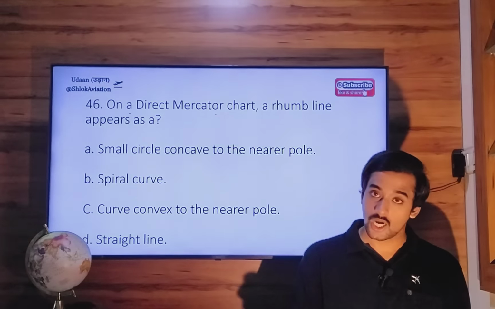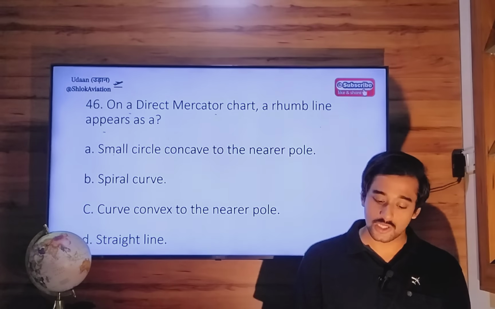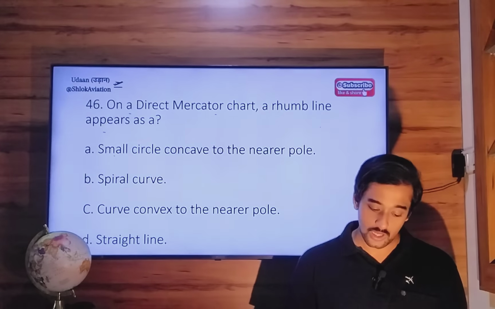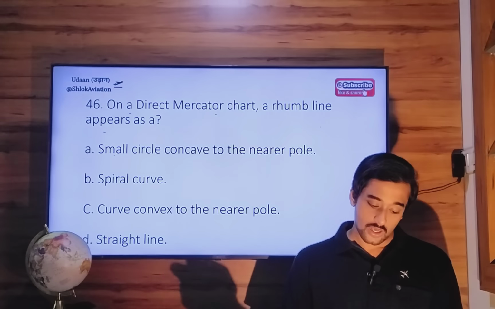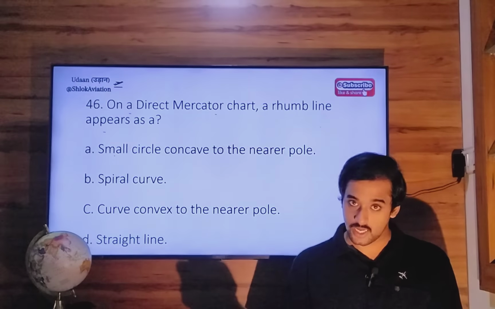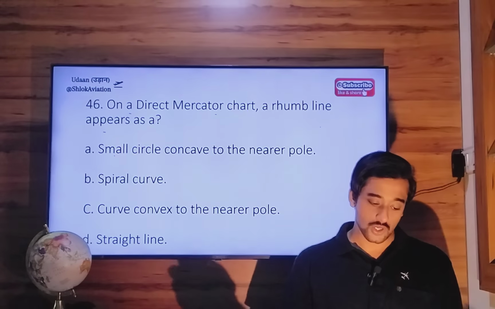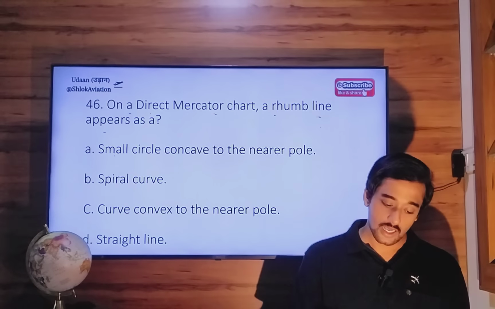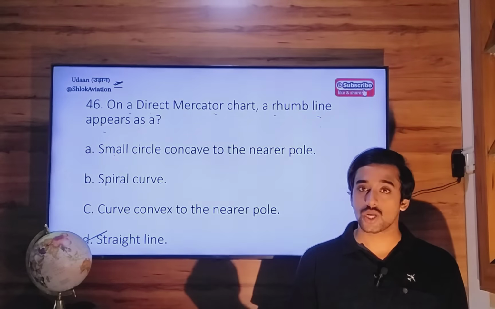On a direct Mercator chart, a rhumb line appears as a small circle, concave to the nearer pole, a spiral curve, a curve which is convex to the nearer pole, or a straight line. So the correct answer is: on a direct Mercator chart, a rhumb line appears as a straight line.